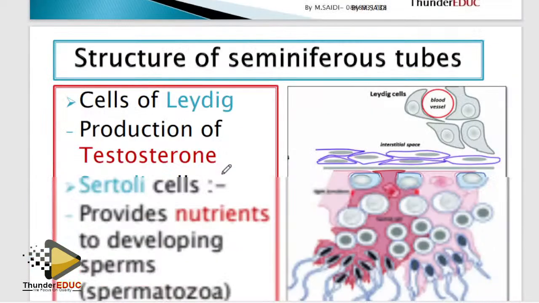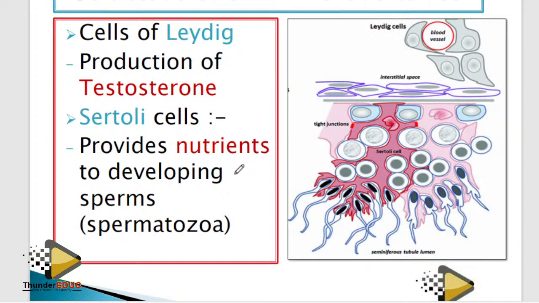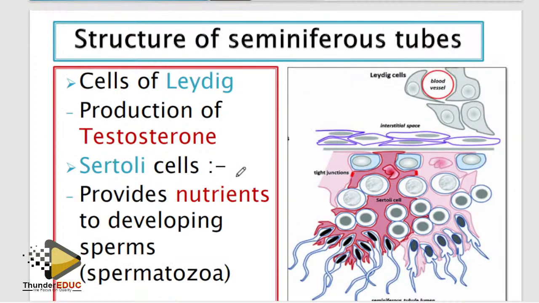Now, when you go to here, you only need to know 2 things: the cells of Leydig and the Sertoli cells. What is the function of the cells of Leydig? It is to produce testosterone. Simple. Testosterone is produced by cells of Leydig. What about Sertoli cells? Sertoli cells are responsible for nutrients. Done. Nothing else you need from here.